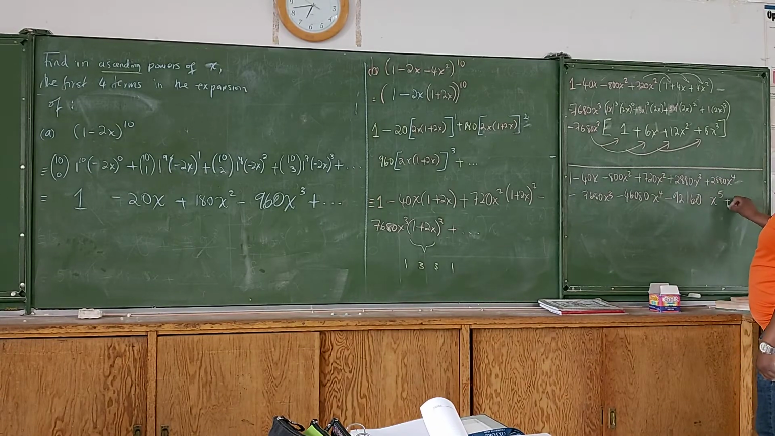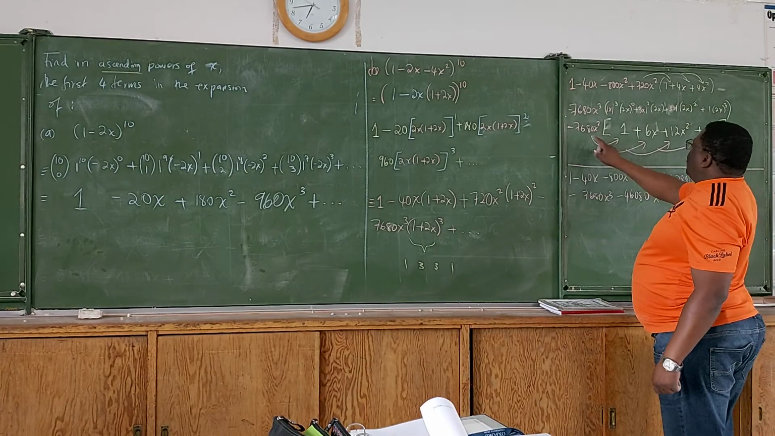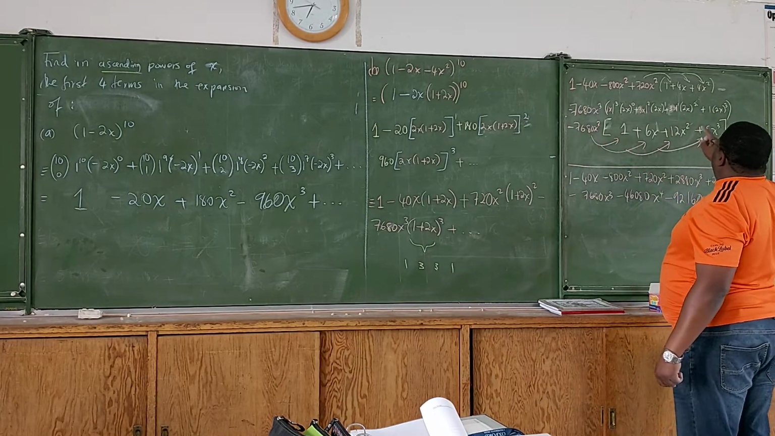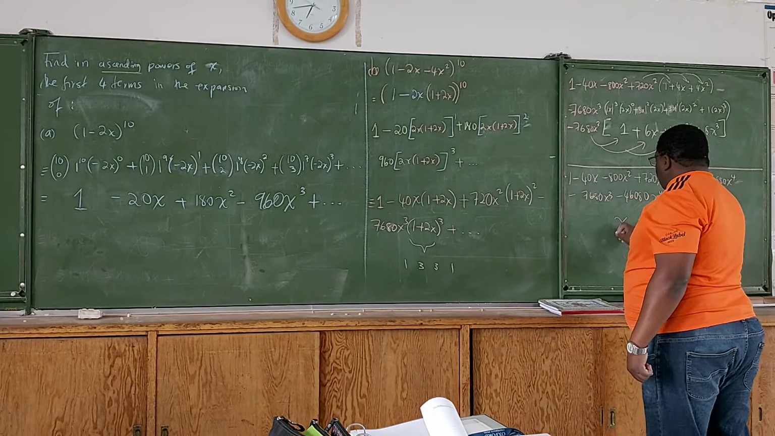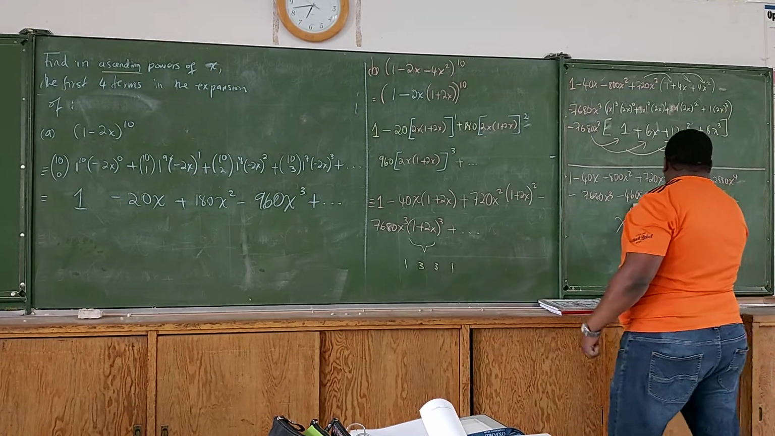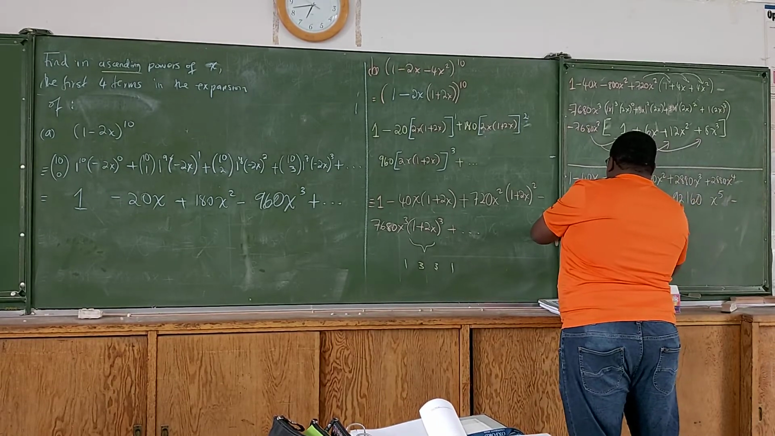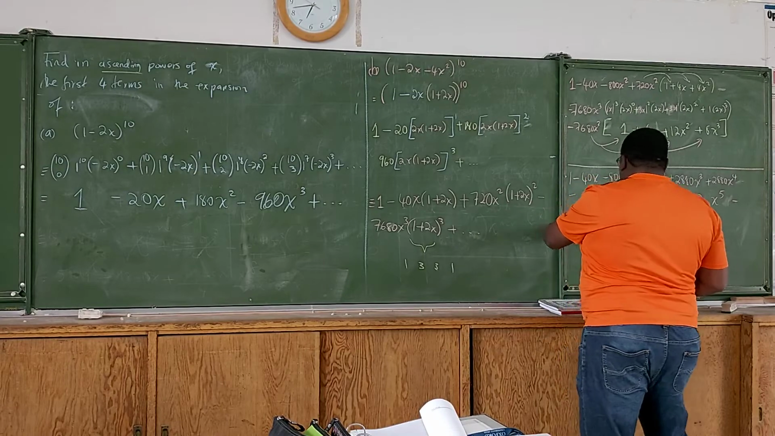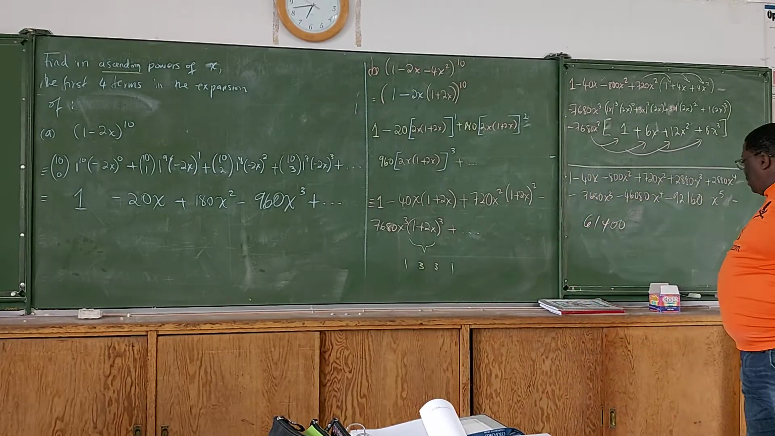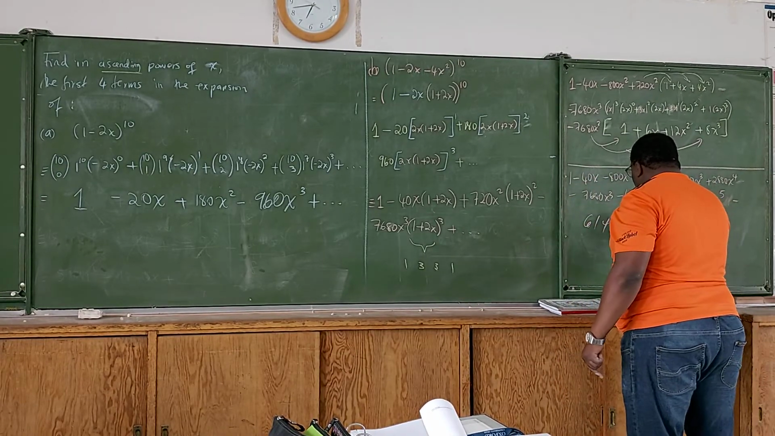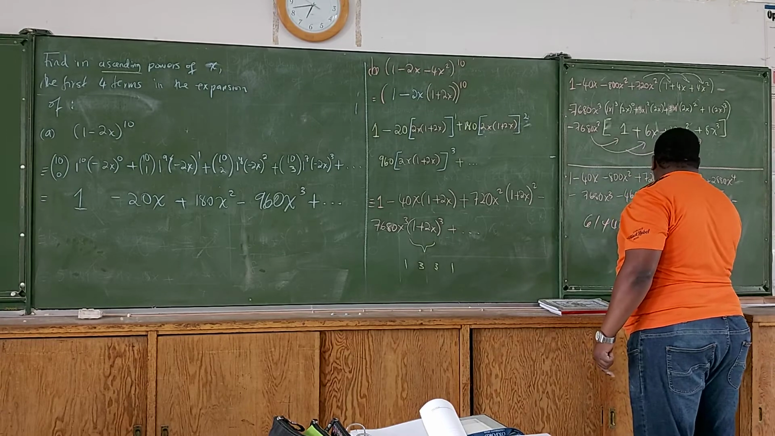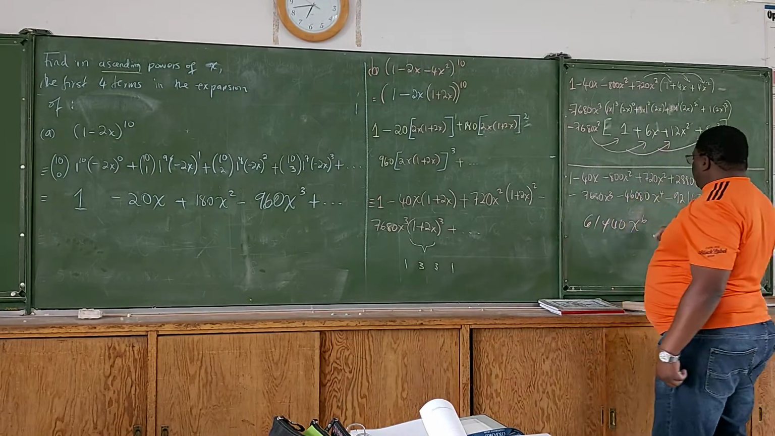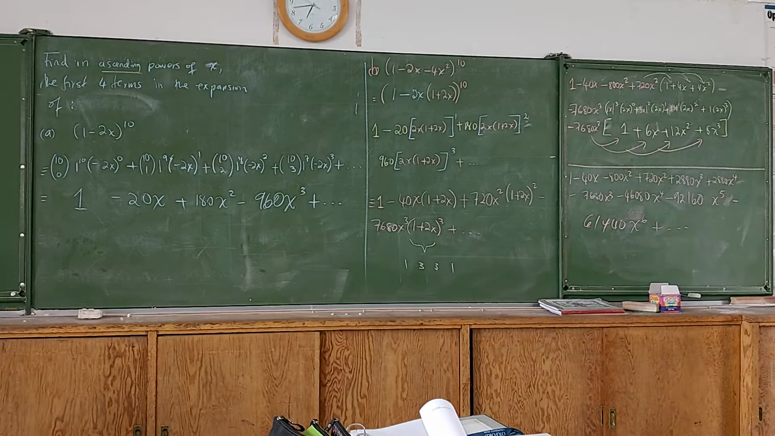It's going to be negative also. Negative, so everything will change. So what is 7680 times 8? 61,440. 61,440 x to the power 6. Makes sense. Yeah.